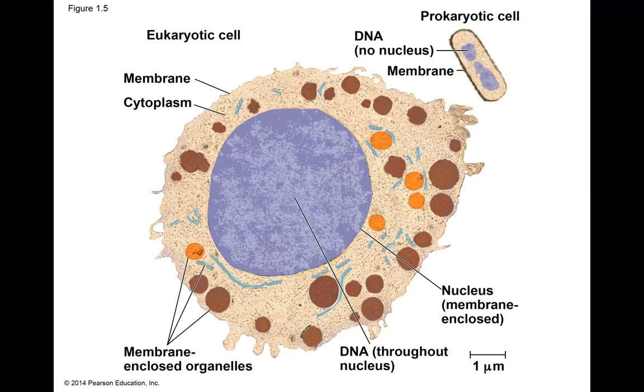So the eukaryotic cell is very large, and you notice all these different little globular structures on the inside, right? Those are all the membrane-bound organelles. And that giant purple dot in the middle is the nucleus, which of course holds the DNA. It's the control center of the whole cell.